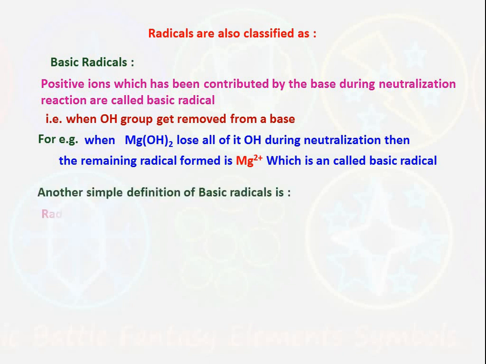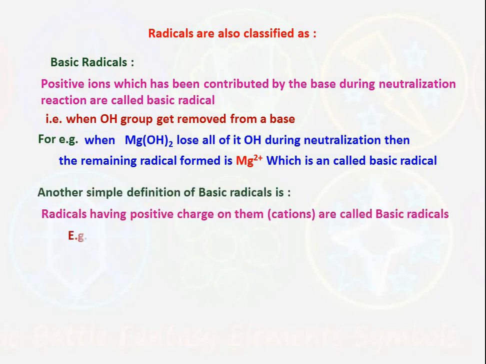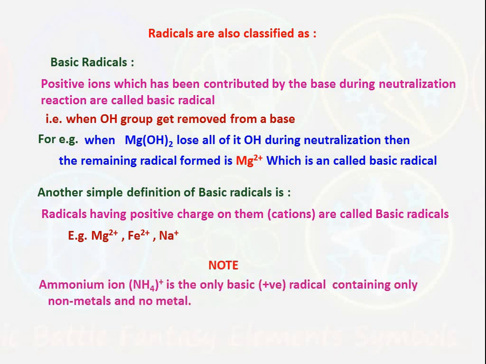When a radical has a positive charge over it, that is a cation, it is called a basic radical. Mg2 positive, Fe2 positive, Na positive, all these have a positive charge over them, so they are called basic radicals. Always remember, metals always form basic radicals. Basic radical means always metal. So whenever any metal has a charge over it, it is called a basic radical, with the exception of the ammonium ion, NH4 positive. It is also a basic radical, but it does not contain any metal atom. In the normal case, all metal ions are basic radicals.